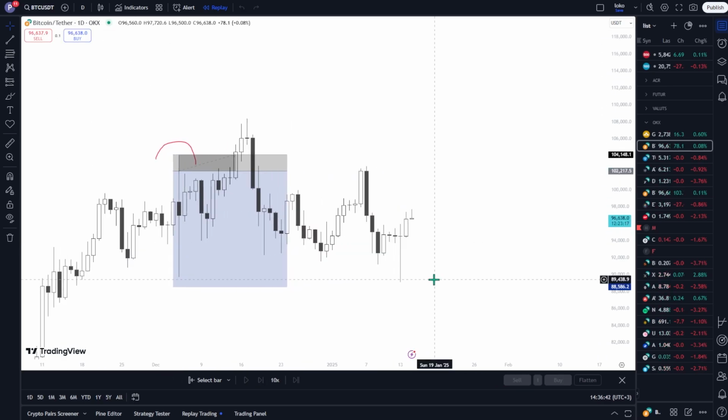Now, why do retail traders keep falling into this trap? It is because we focus too much on obvious levels like swing highs and lows, which are exactly where liquidity pools form. Smart money uses this to their advantage every single time. Here's a quick chart example to help you visualize.